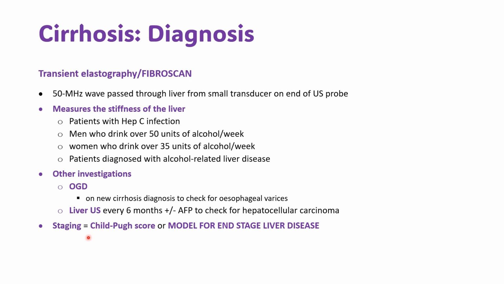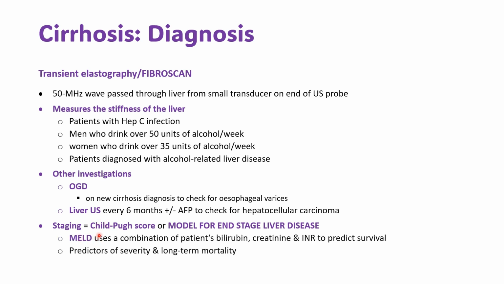And when we think about staging, we tend to use the Child-Pugh score or the Model for End-Stage Liver Disease, known as the MELD score. The MELD score uses a combination of the patient's bilirubin, creatinine, and INR to predict survival. Essentially, these scores are predictors of severity and long-term mortality. So they have use in assessing severity and also the patient's cirrhosis prognosis.